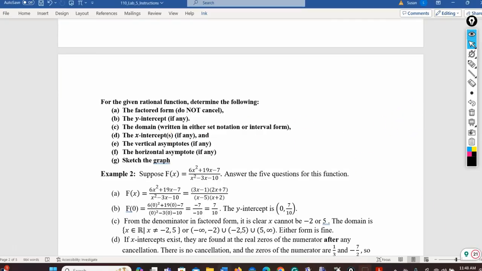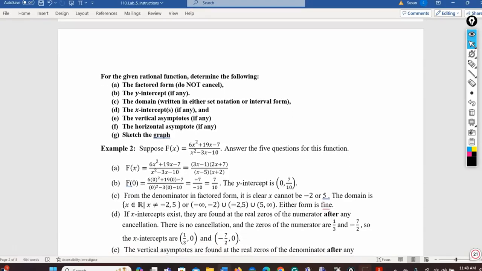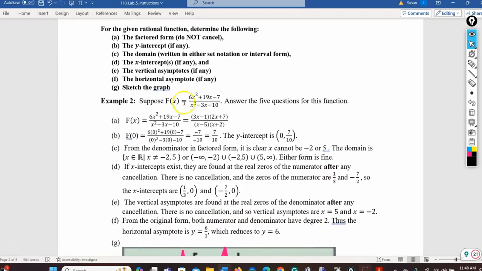the second. So again, we are wanting to find the same thing with every problem. We want the factored form, the y-intercept, the domain, the x-intercepts, if any vertical asymptotes, any horizontal asymptotes, and then to sketch the graph. Okay, so now this has a capital F. That's okay. Answer, well, there's more than 5. 1, 2, 3, 4, 5, 6, 7. Answer the above questions for this function.